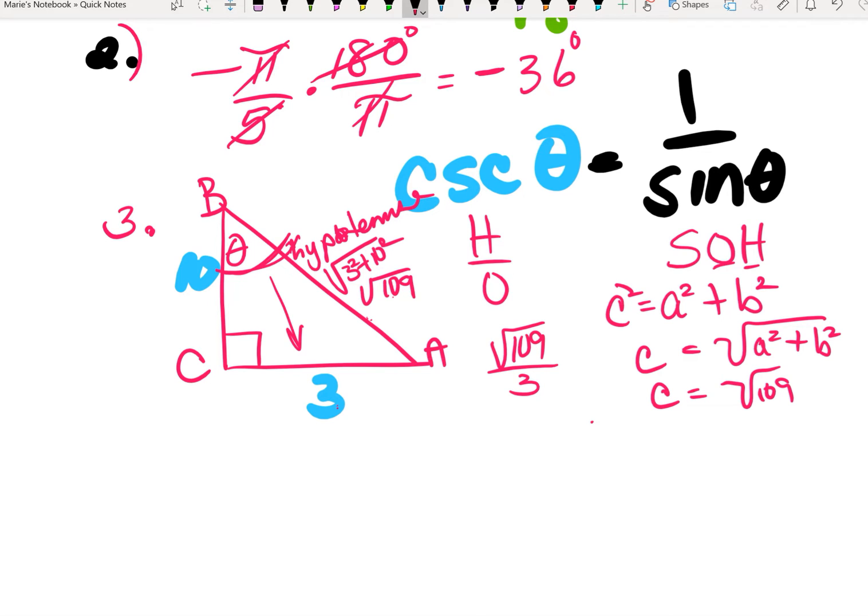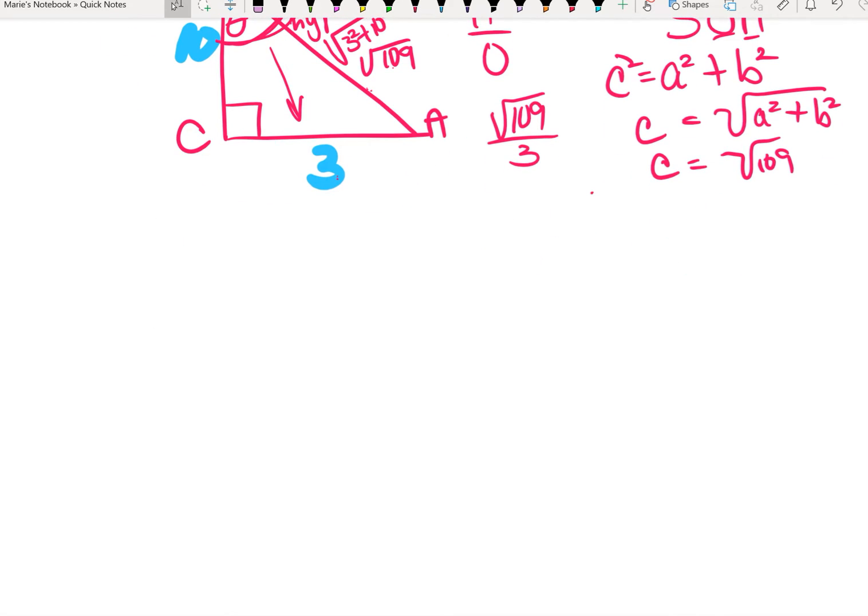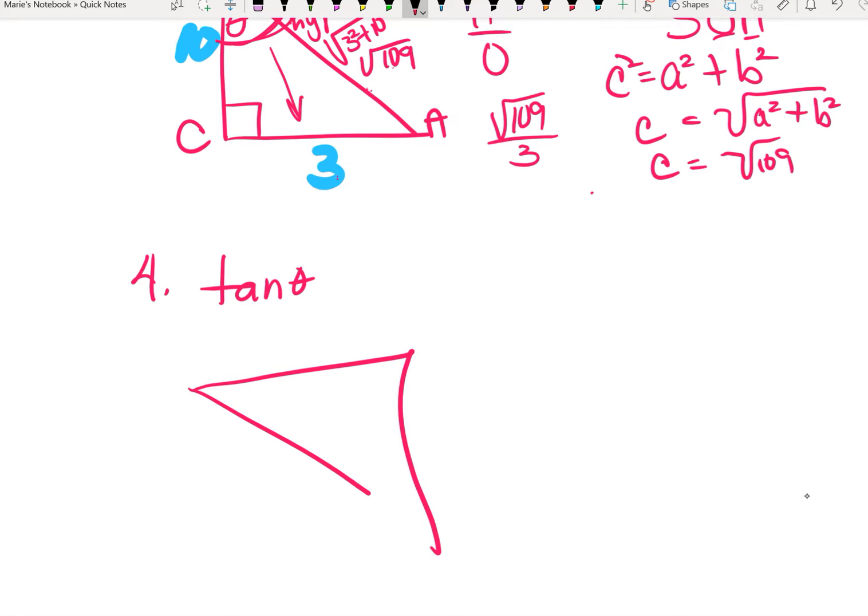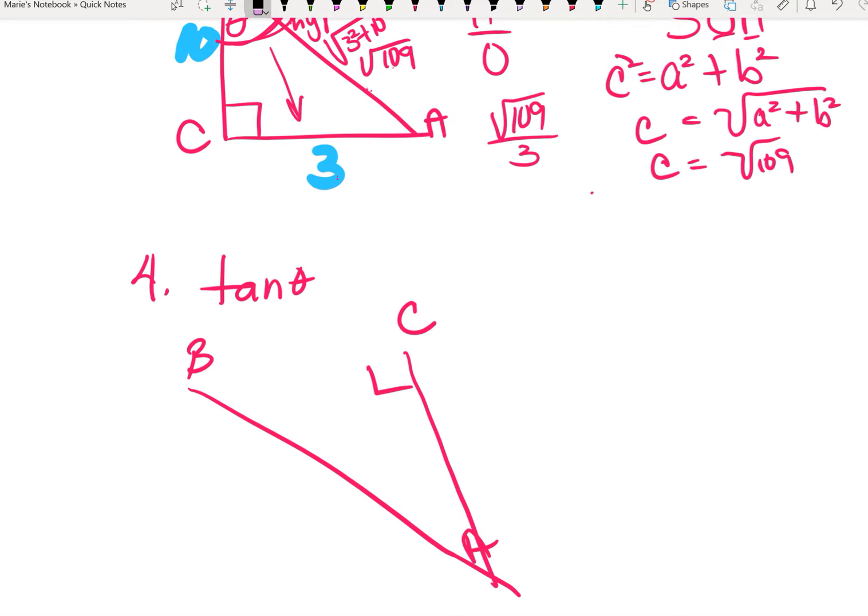All right, for number 4, they want you to find tan theta. And you have a triangle. This triangle is going to be labeled A, B, C. Your 90 is sitting here. So it's a crappy drawing. All right, put back here. Here's your ABC. This side we know is 8, this side we know is 7.